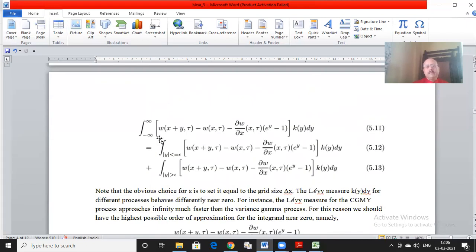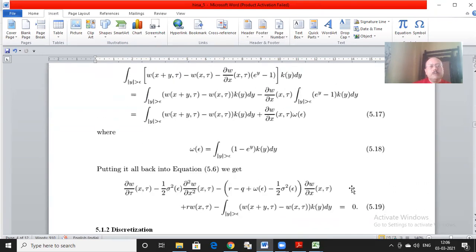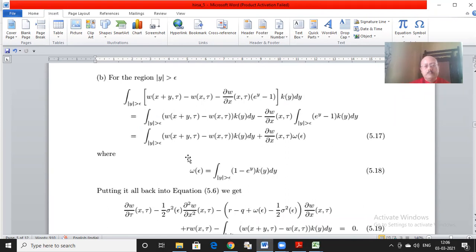For our original problem, 5.11, we have taken care of the neighborhood of 0 part, 5.12. Now we want to look at the other remaining part, which is an improper integral because we have plus infinity minus infinity involved. So that's 5.13. In part B, this is what we are going to handle, as in numerically approximate. So this region, mod y outside epsilon region, I have this integral as before. We first write it out in two separate terms, one for the w difference, the other one for b to the power y. And here I can take this term outside because it is independent of y.